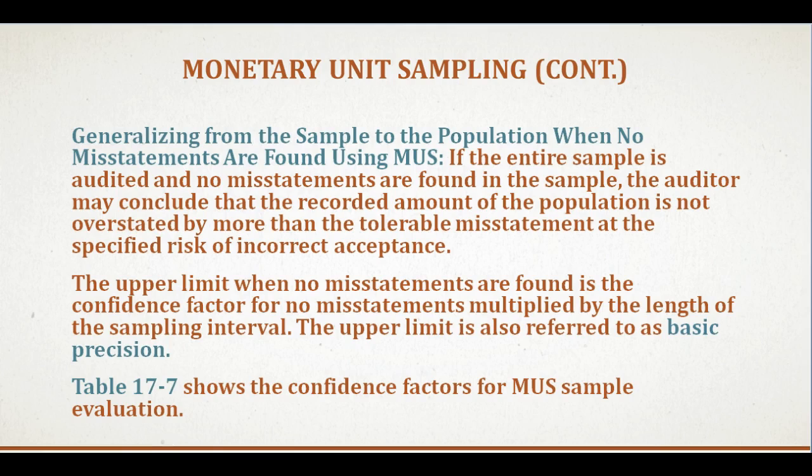If the entire sample is audited and no misstatements are found in the sample, the auditor may conclude that the recorded amount of the population is not overstated by more than the tolerable misstatement established at the specified risk of incorrect acceptance. The upper limit when no misstatements are found is the confidence factor for no misstatements multiplied by the length of the sampling interval. The upper limit is also referred to as the basic precision.